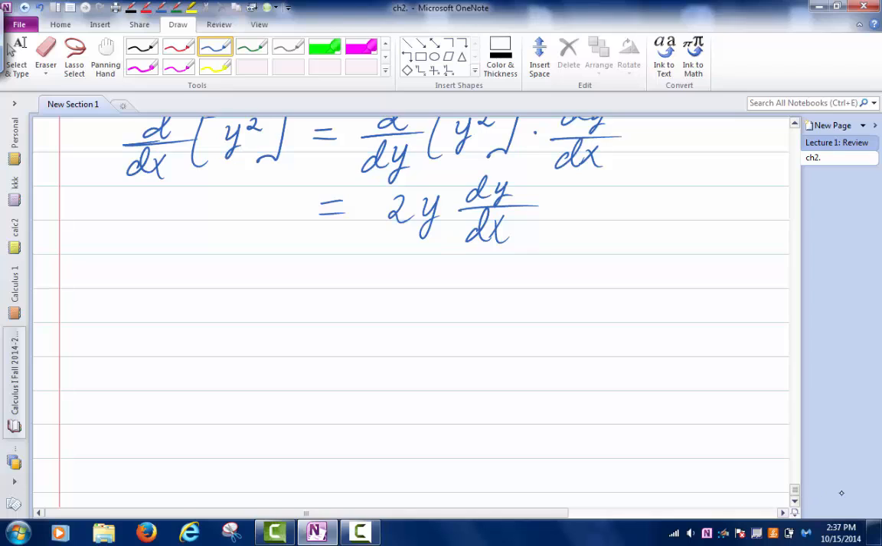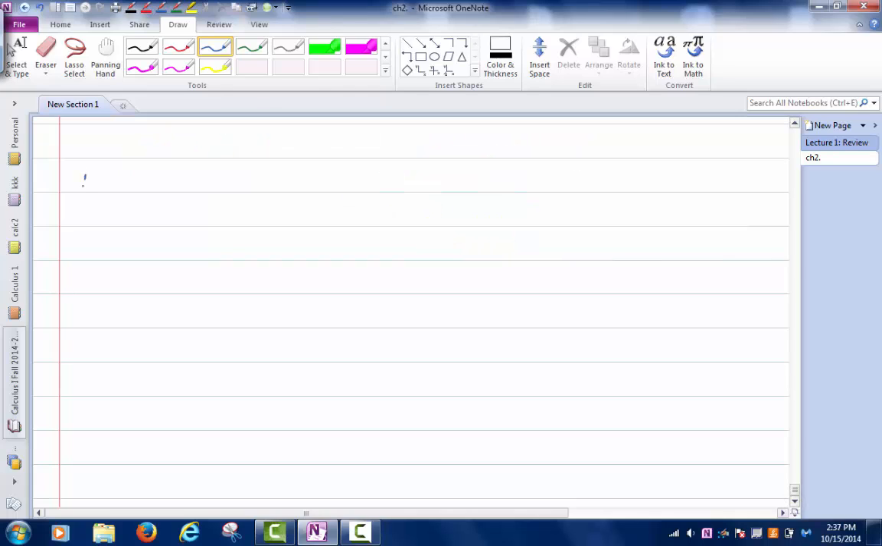Let's look at another example. Let's say I have the equation x equals y squared. Remember, that was the parabola. And again, the same question. Find the derivative of y with respect to x. Okay, so how would I find it?